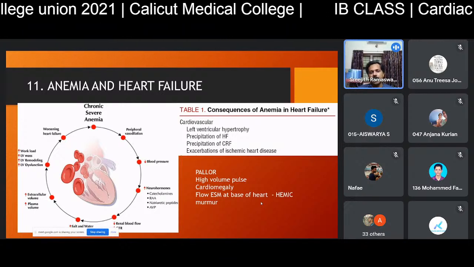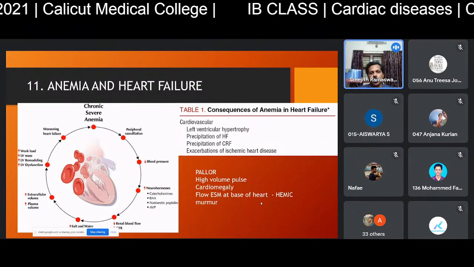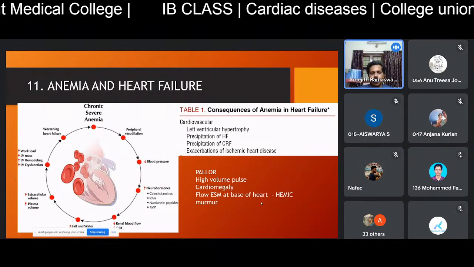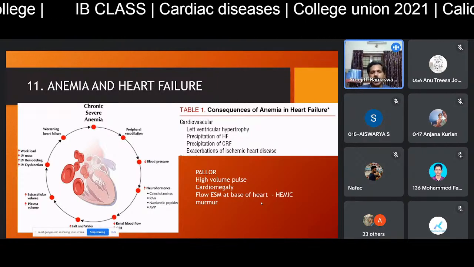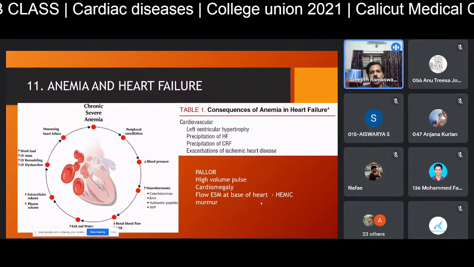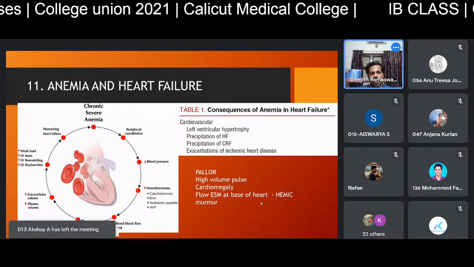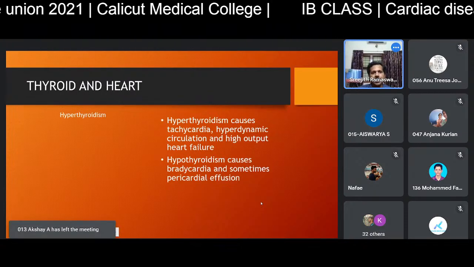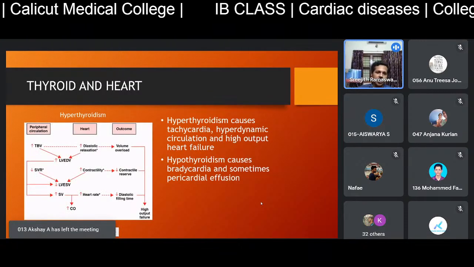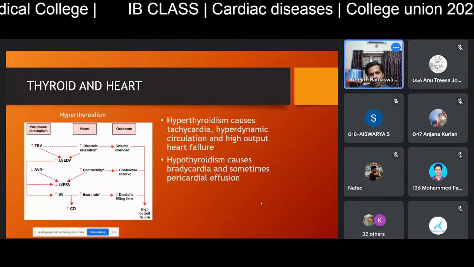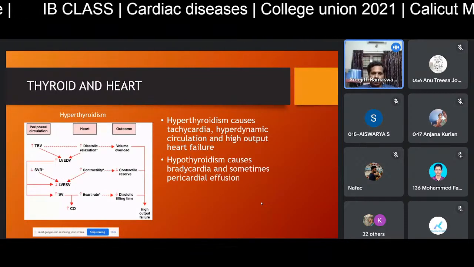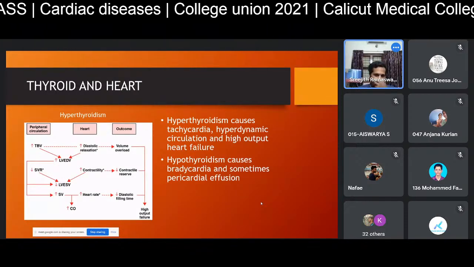Always you can think that anemia can produce cardiovascular disease, and anemia may mimic a cardiovascular disease. So carefully, when you are doing general examination, you have to look for a pallor to identify an anemia-induced heart failure. Next important one is the thyroid and the heart. This can be also kept as a case, hyperthyroidism or hypothyroidism presenting as cardiovascular system disease.